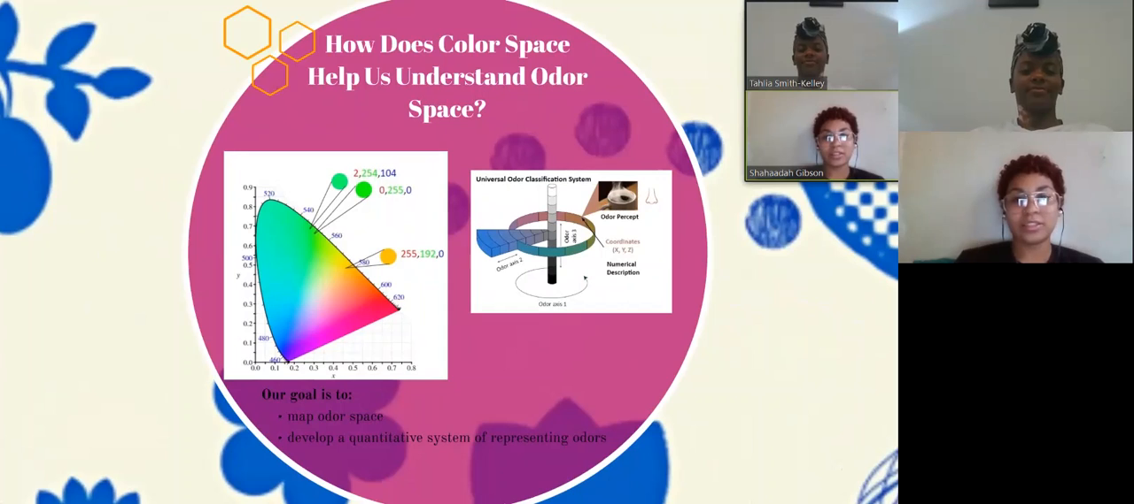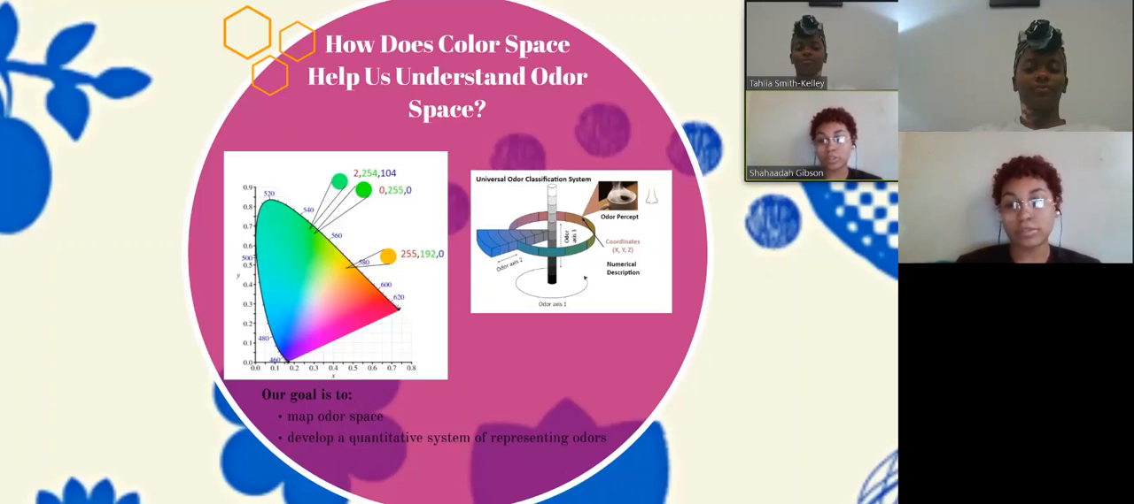Okay, so how does color space help us understand odor space? Well, what exactly is odor space? We don't really know how to describe it yet, but what we do know is that we want odor space to resemble or to be like color space. Color space is a multidimensional space where colors are mapped out by their similarities. They can be created on computers with spaces based on the RGB color model. RGB stands for red, green, and blue, and each of these colors is assigned to an axis in that multidimensional space. So everything we see is made up of those three colors.